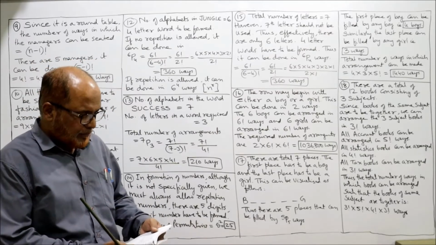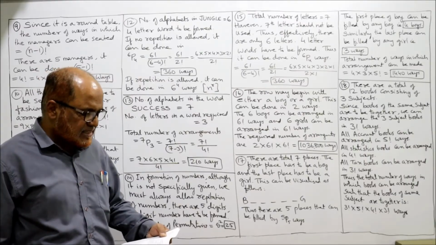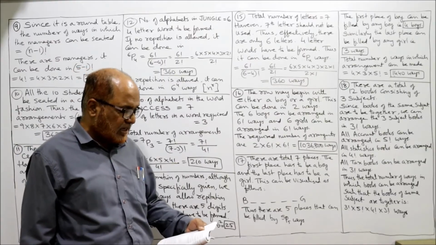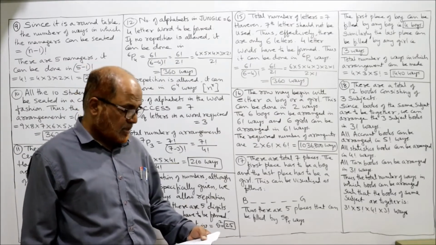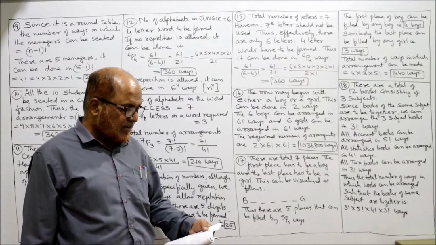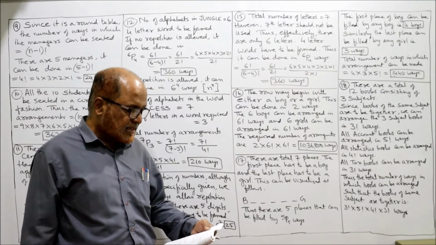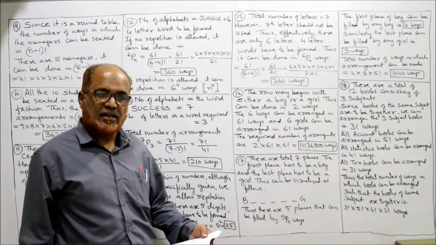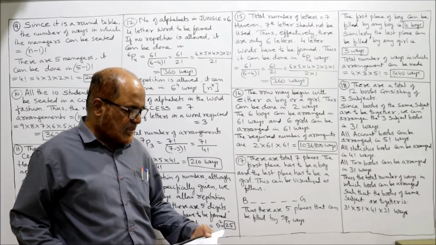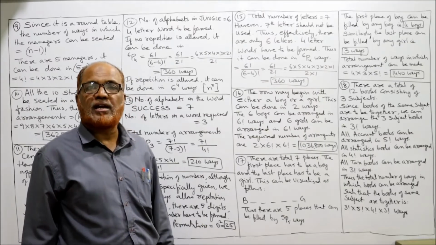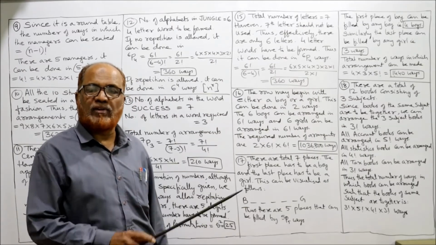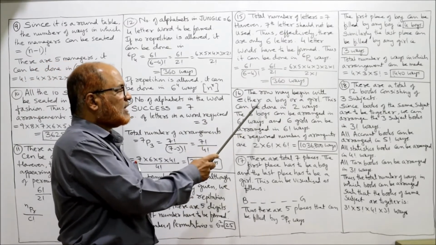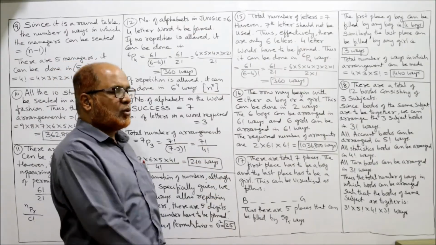Next, 16th problem. Find the ways in which 6 boys and 6 girls can be seated such that boys and girls sit alternately. This is a new point. Find the ways in which 6 boys and 6 girls can be seated. Totally 12 persons are there. 6 boys, 6 girls, such that the boys and girls sit alternately. 1 boy, 1 girl, 1 boy, 1 girl. Alternately, the boys and girls should be seated. So the row may begin with either a boy or a girl. This can be done in 2 ways.